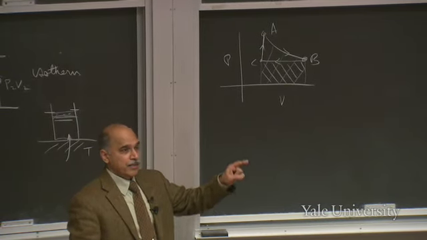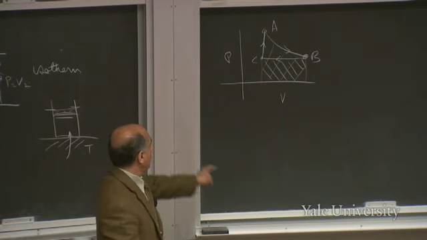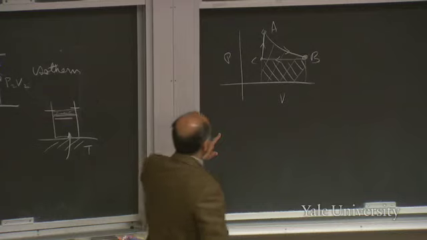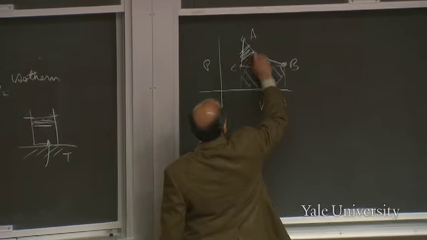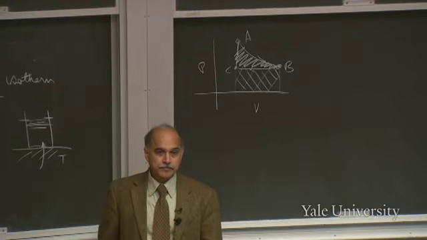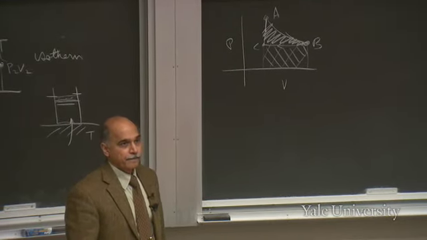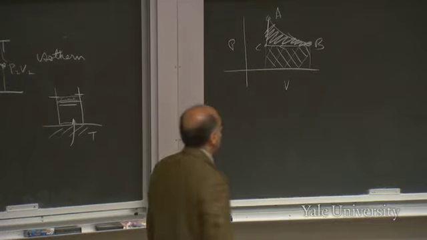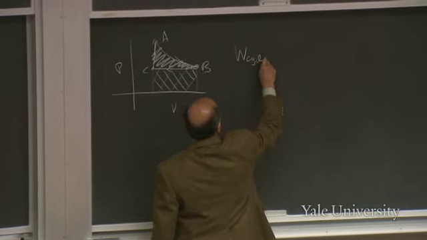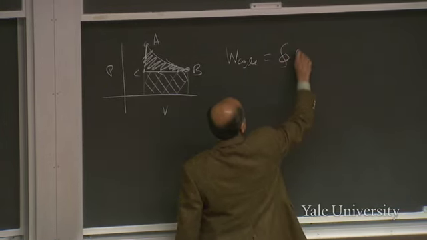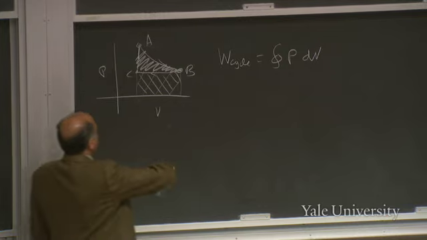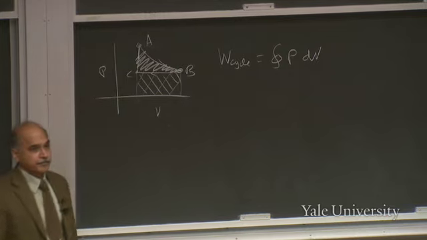So you can see that in this full cycle, when I go from A to B to C back to A, the work done is the area enclosed by the loop in the PV plane. That's a very useful result. We say the work done in a cycle. This is a symbol we like to use. This curly thing on the integral means taken around a closed loop.